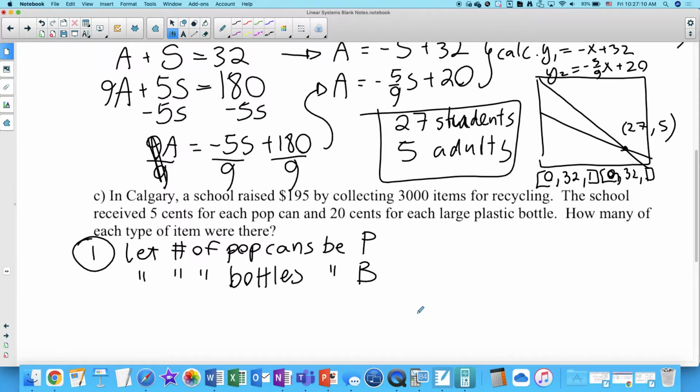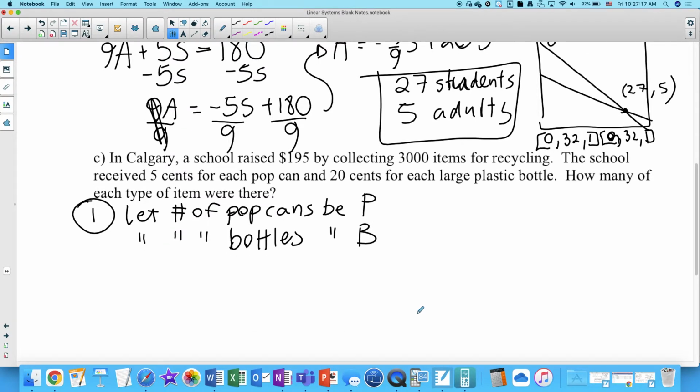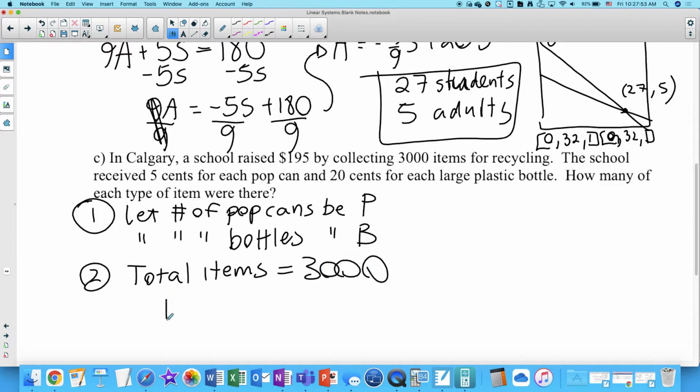Now, in step 2, we've got to come up with some equations. All right, so what information can we take out of what we're given to build some equations? What's going to be important? Yeah. Since there's 3,000 items all together, so total items is 3,000. Yeah, and that represents P plus B. Okay. Is there another piece of information that we can work with?